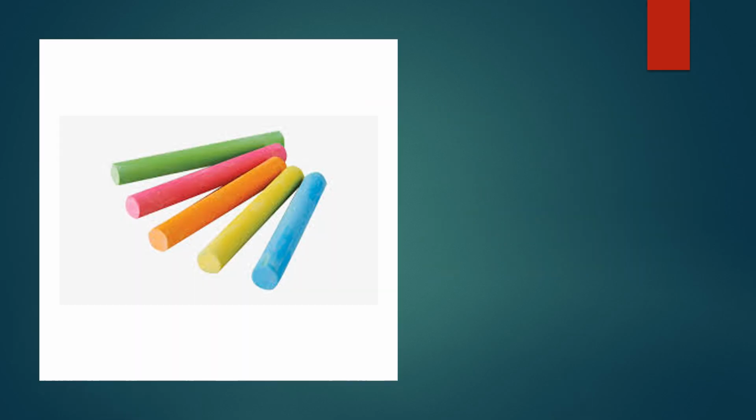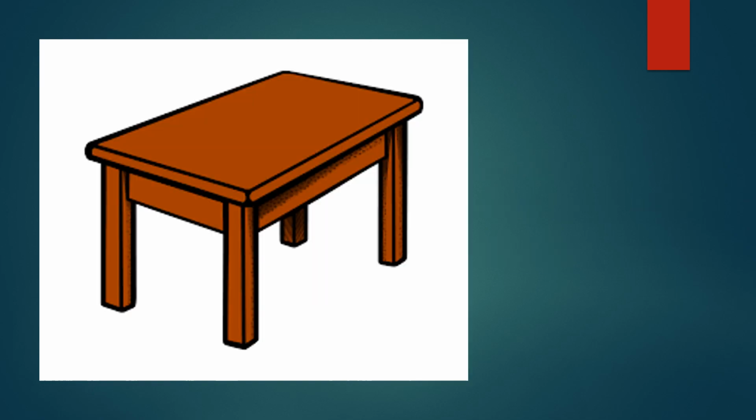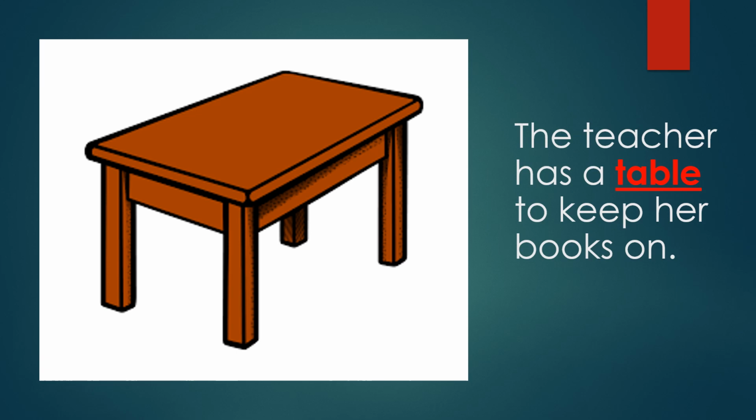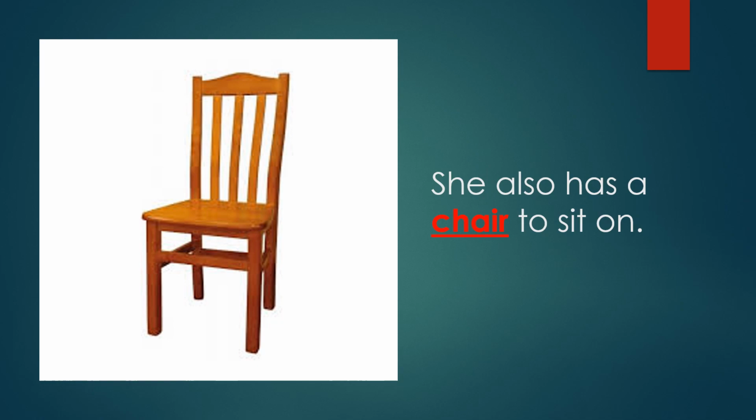What do you see here? Here some chalks. So our teacher writes on it with a chalk. Next, what is it? It's a table. So the class teacher has a table to keep her books on. Then it's a chair. She also has a chair to sit on.